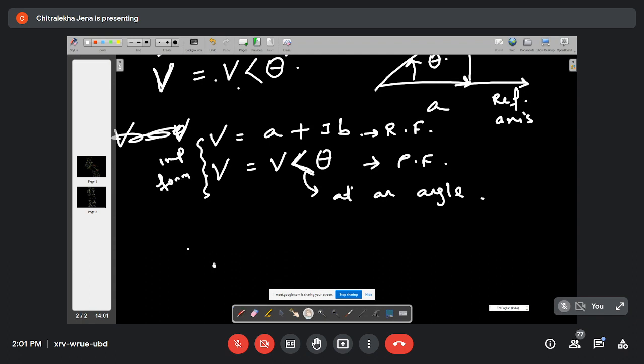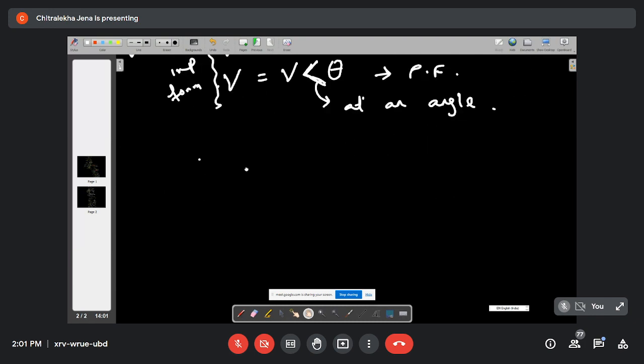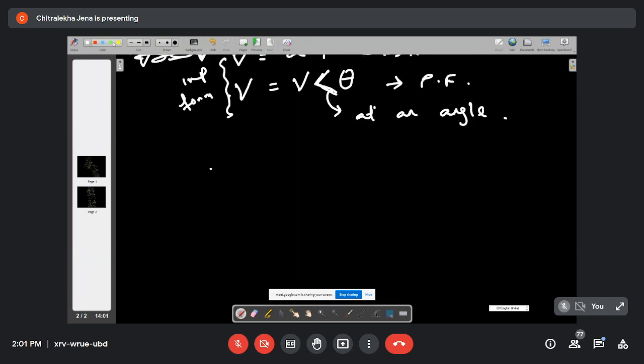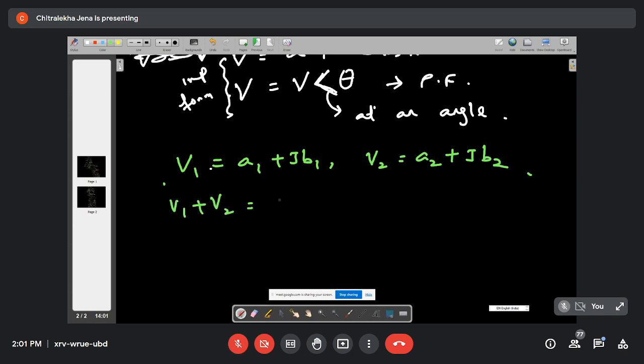Now addition, subtraction, multiplication, division, you know it or not? Here a question will definitely come. Suppose V1 is equal to A1 plus jB1, V2 is equal to A2 plus jB2. How will you add these two? We will add A1 plus A2, the real part, plus j times B1 plus B2.